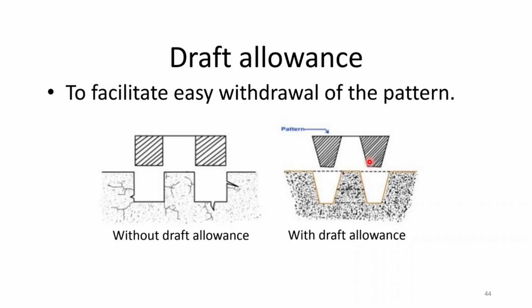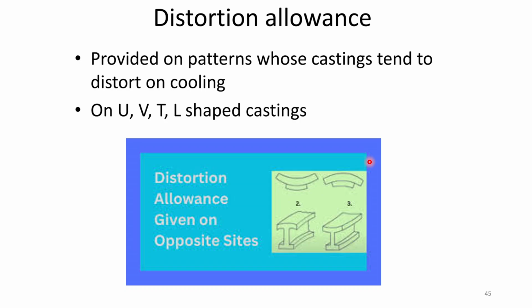Next you have distortion allowance. It is provided on patterns whose castings tend to distort on cooling. There may be certain metals which show this type of distortion, and it will occur when your castings are of U, V, T, L shapes. Then some distortion allowance should be given in the opposite sides.